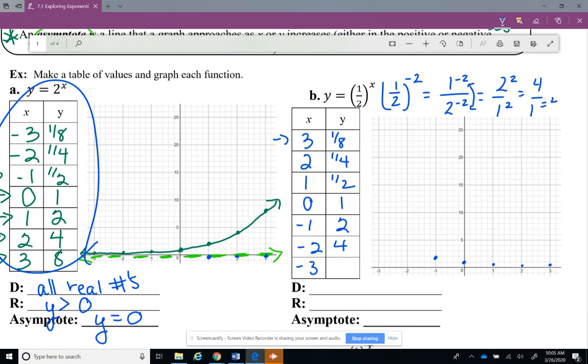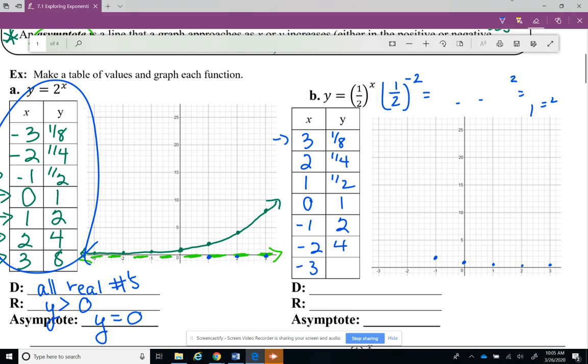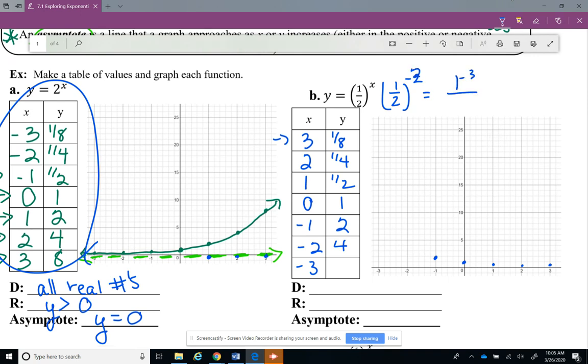All right. Our last one for this problem is going to be 1/2 to the negative 3. So 1/2 to the negative 3. It's going to be 1 to the negative 3 and 2 to the negative 3. Switch places. 2 to the third over 1 to the third is 8 over 1, which is 8. All right, let me go graph those two. Negative 2, 4, and negative 3, 8.